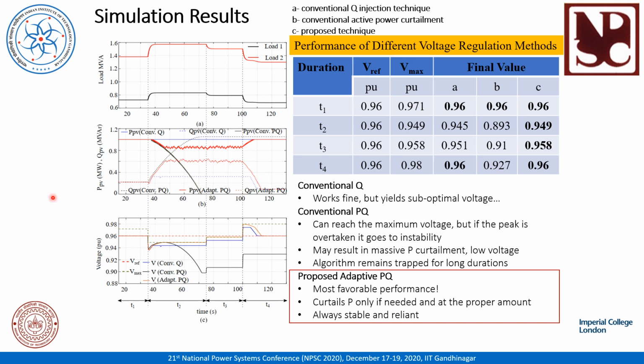With the conventional Q injection technique, the voltage is raised to 0.945 per unit, which is less than 0.96 per unit. So this similar discussion can be extended for the next two durations as well. The consolidated results for all the three techniques are shown in this table and it is shown that the proposed technique gives the best performance compared to the other two techniques for all the durations.